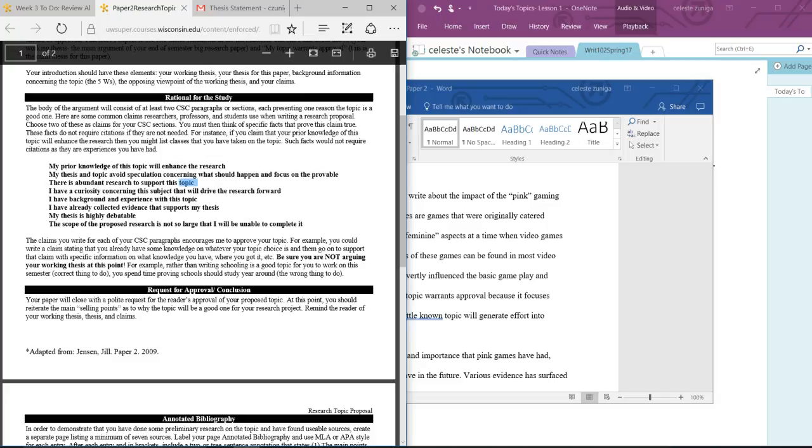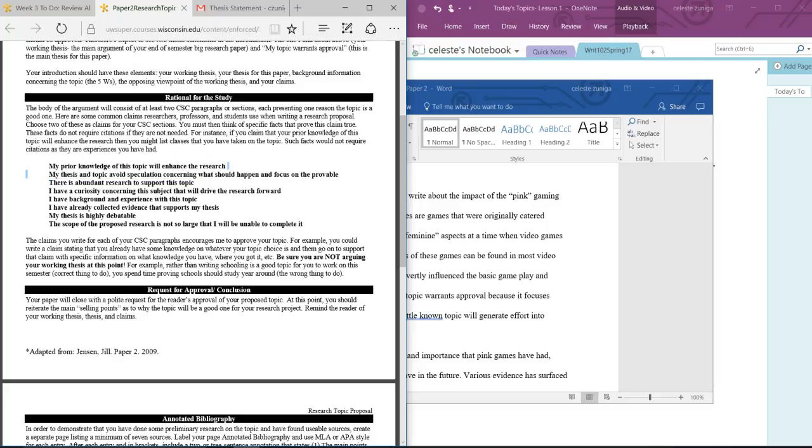If that was your claim, then you would show me that there was abundant research in your evidence by citing the actual research that you plan on using. So that means you would need in-text citations. But if your claim is that you have prior knowledge of the topic, you wouldn't cite yourself that you have prior knowledge with an in-text citation. So you would not need in-text citations for that claim.